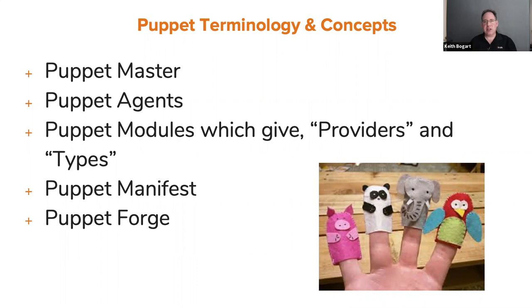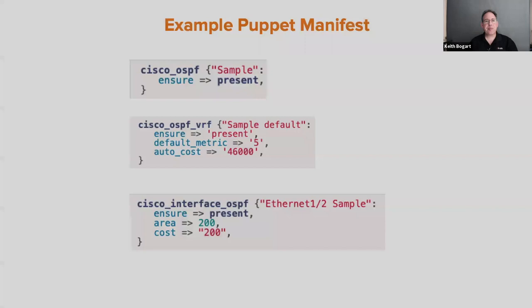The Puppet Forge is a website where you can get all this stuff that other people have created. Lots of other people have created manifests for Cisco and Juniper and stuff like that. So a lot of times, you don't have to create these things from scratch. You can go to the Puppet Forge, find a manifest that's close to doing what you want, and then just open up a text editor and tweak some of the lines in it to do what you want it to do. So here's an example of what a small slice of a Puppet manifest would look like.